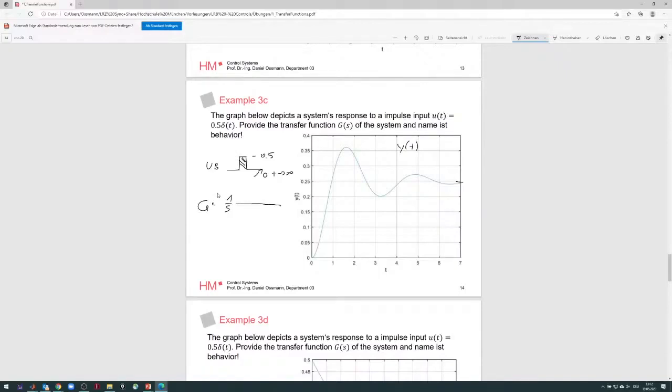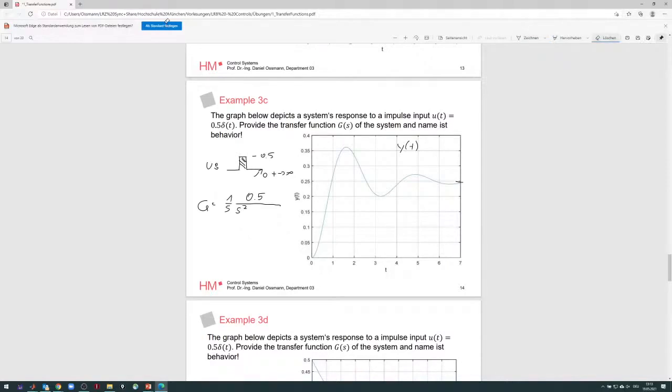Okay, so we have an input amplitude of 0.5. This goes to 0.25. So the gain is 0.5, right? Because 0.5 times 0.5 is 0.25. Okay, so everything which is in the numerator here defines the eigenbehavior, right? And we definitely see this is oscillating. So it cannot be a PD1 element, it needs to be PD2. So we have 2. Now let's write it differently.